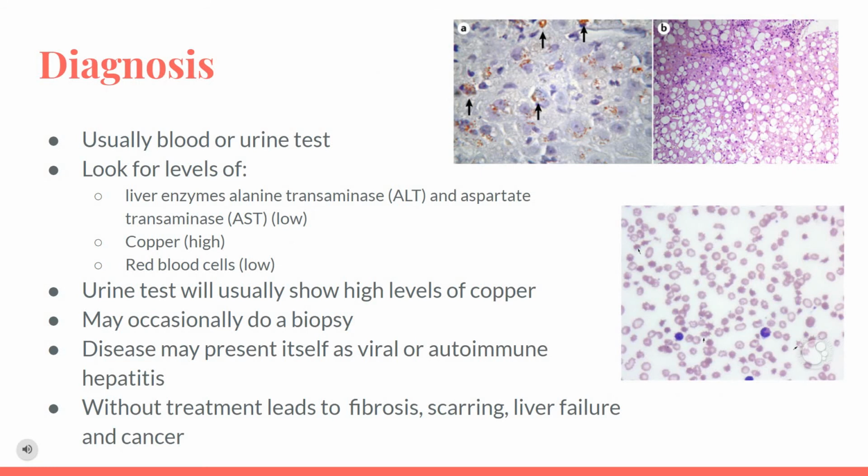Diagnosis for Wilson's disease is usually done through a blood or urine test. In these tests, typically they will look for the liver enzymes alanine transaminase, ALT, and aspartate transaminase. Typically, with Wilson's disease, the levels for these enzymes will be low. There will also typically be high levels of copper in the bloodstream or urine. And occasionally, anemia will be a side effect, so there will be a low red blood cell count.